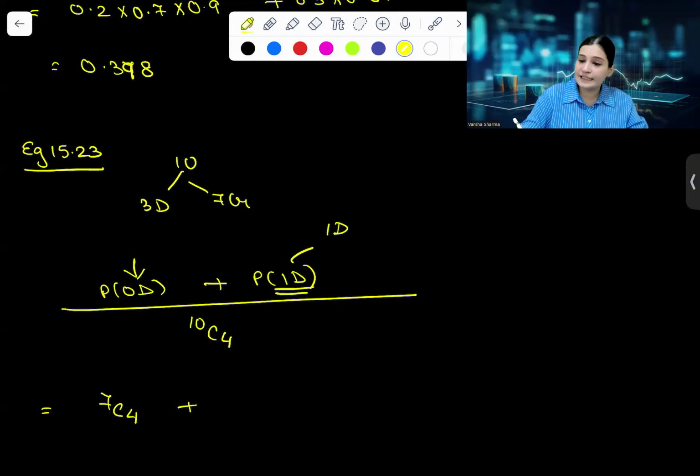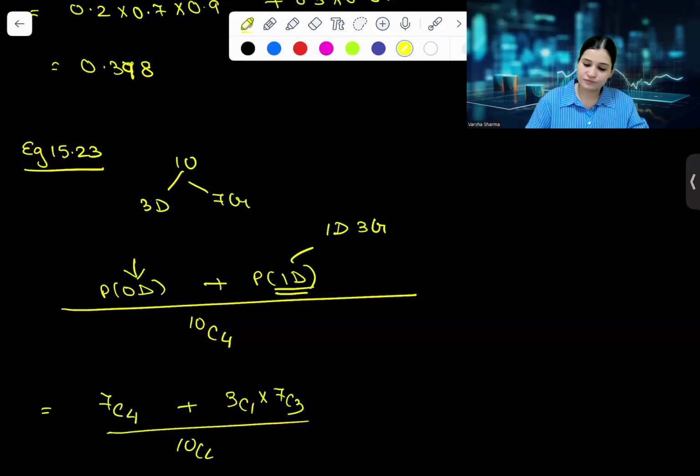So if 1 is defective, then the remaining 3 will be good. I'm choosing 4 components. They have told you 1 defective. So that means automatically the remaining 3 are good. So 4 components, 1 defective, 3 good. Choose 1 defective item: 3C1, and 3 good items: 7C3, by 10C4.